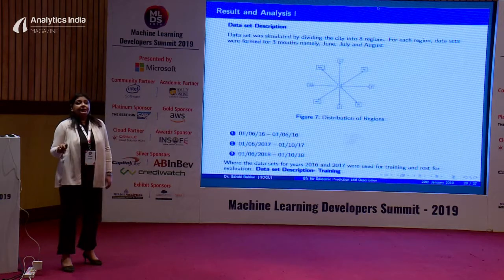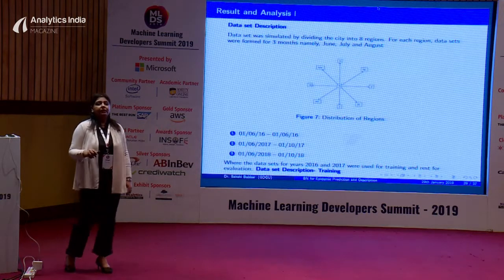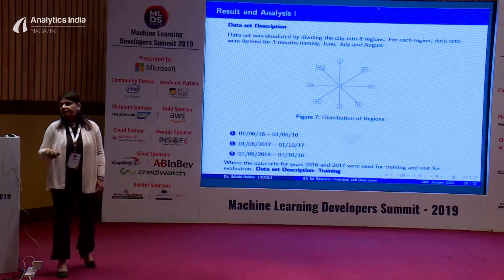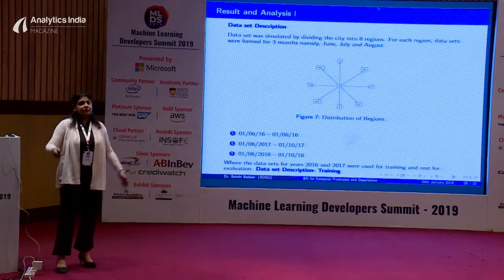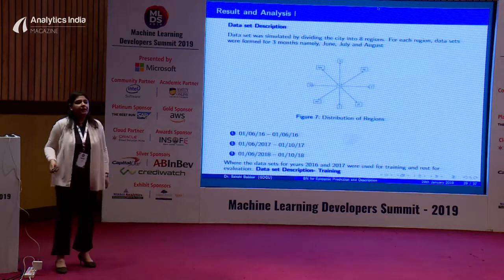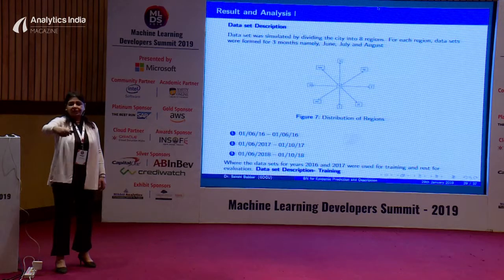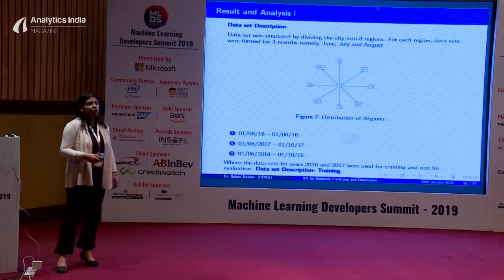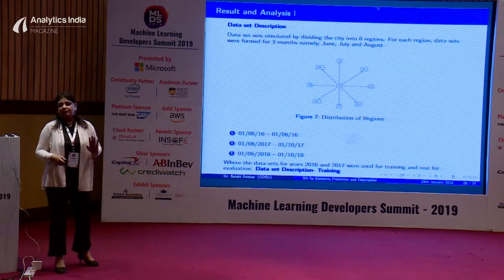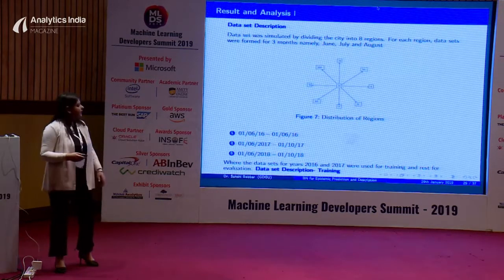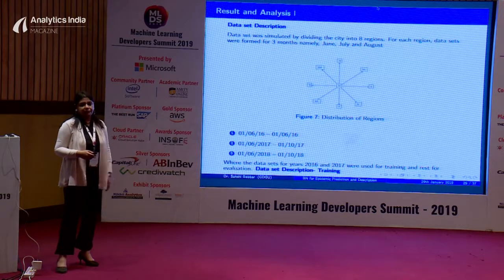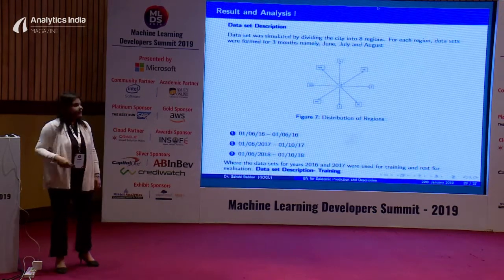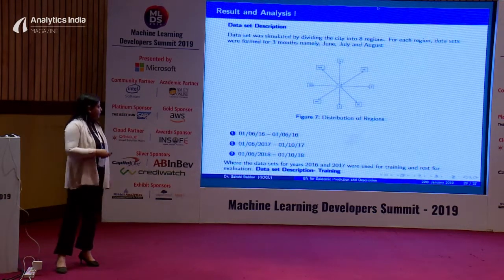So the data set, as I told earlier, was created by dividing the community into different regions. We have 8 regions defined, and for each region we have simulated the data set. For example, I have data for the North region by setting the environmental variables. The data set was simulated, and so on for the 8 different regions that are there in the figure.